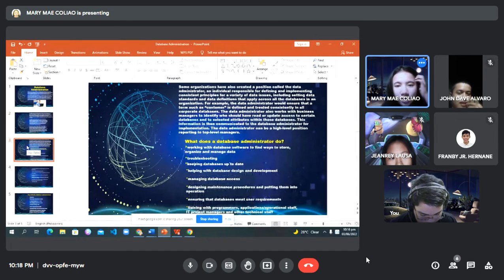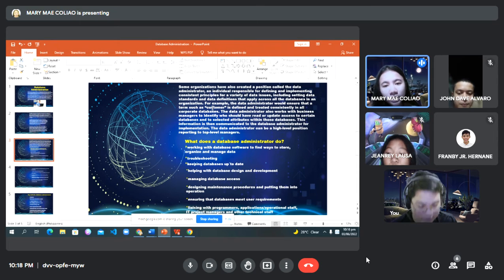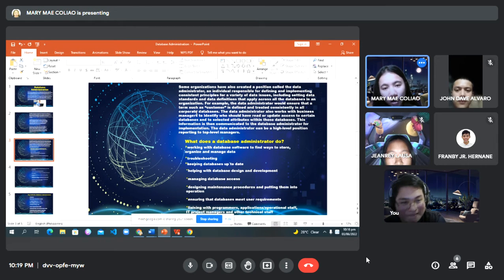Next, some organizations have also created a position called the data administrator, an individual responsible for defining and implementing consistent principles for a variety of data issues, including setting data standards and data definitions that apply across all the databases in the organization. For example, the data administrator will ensure that a term such as customer is defined and treated consistently in all corporate databases.